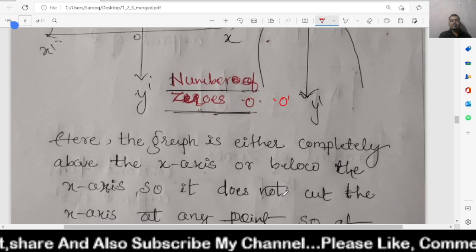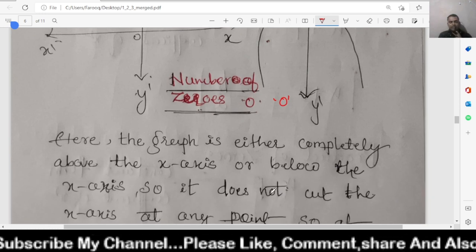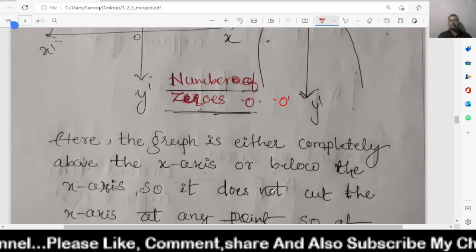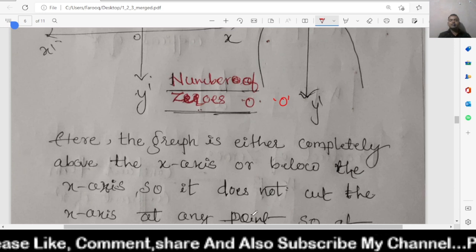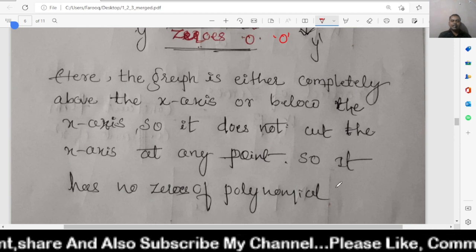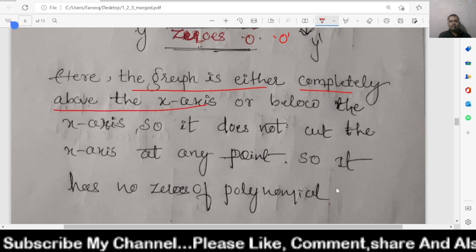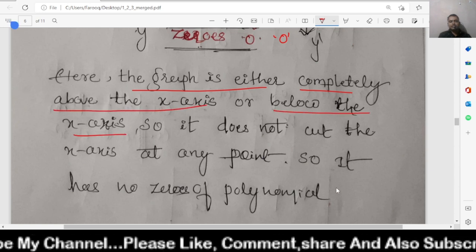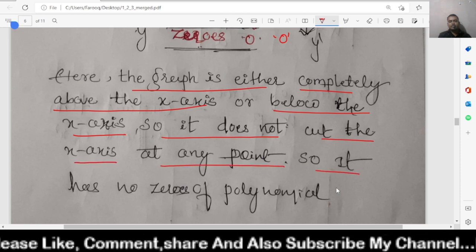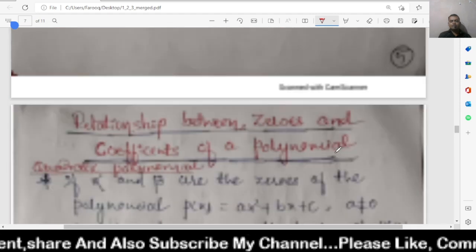Here the graph is either completely above the x-axis or below the x-axis. We can say if the graph cuts the y-axis, it means the graph is either completely above the x-axis or below the x-axis. So it does not cut the x-axis at any point, and so it has no zeros of the polynomial.